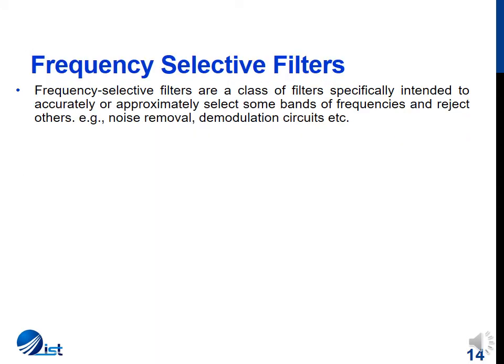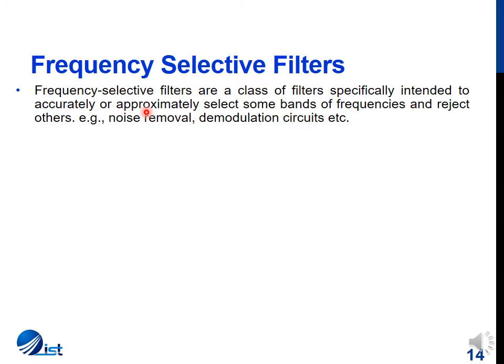The second class of filters is the frequency selective filters, which are intended to select some bands and reject others. Such filters may be used for noise removal. They are used in demodulation circuits. Remember, we discussed the frequency shifting property of Fourier series and modulation. So during demodulation, frequency selective filters are used. And in common life, this is the most commonly used filtering application.